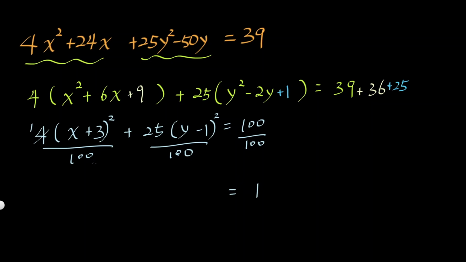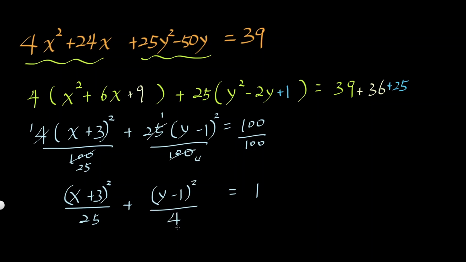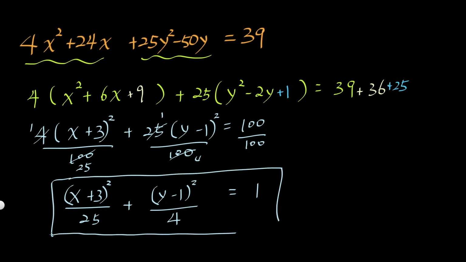And the denominator for the first one is going to be 25. So x plus 3 squared over 25 plus y minus 1 whole thing squared over, that's going to be what? 4, right? 4. So this is the standard form of an ellipse. Let's go to the next one.